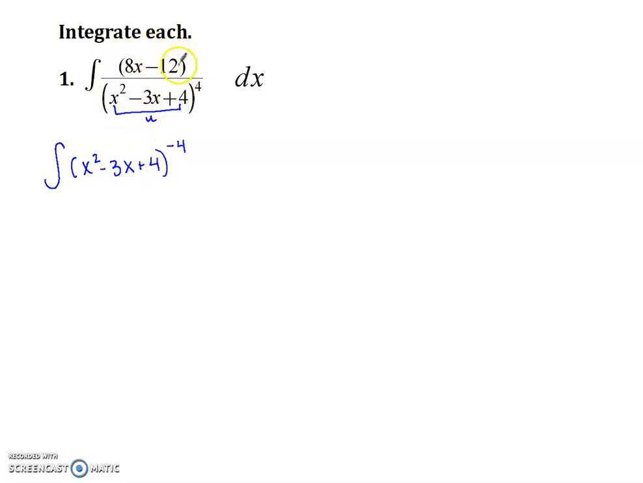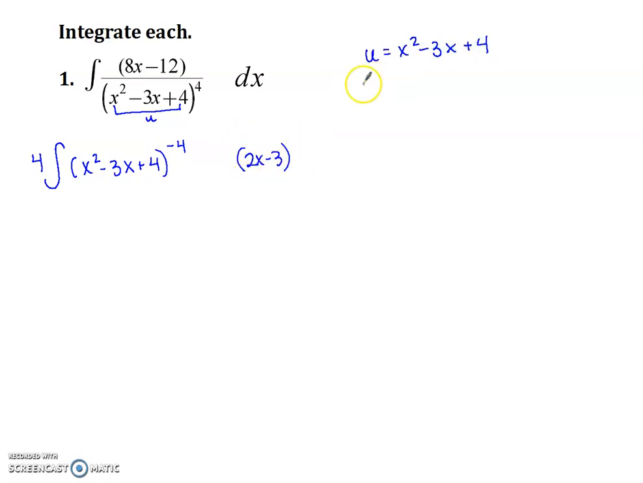So the leftover part, first I'm always going to take out the GCF. So I can factor a 4 out of this. So I'm going to bring a 4 out in front of the integral. And then just off to the side of u, I'm going to write what's left. So what I picked for u was x squared minus 3x plus 4.